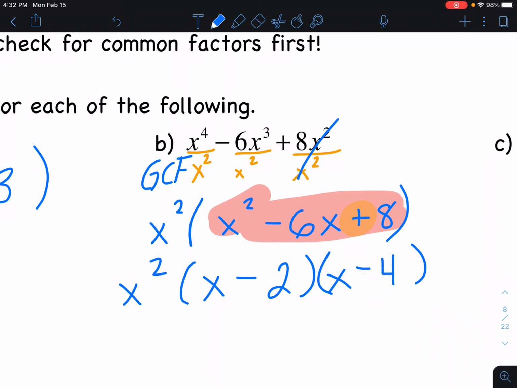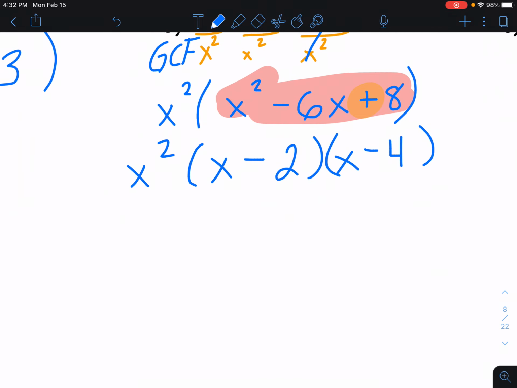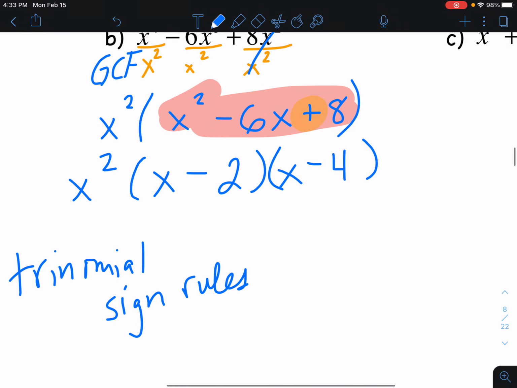Now, if you're kind of forgetting your sign rules, just type in trinomial sign rules on YouTube or Google. Some of you remember them, some of you don't. If you don't remember, it'll give you a refresher on that.